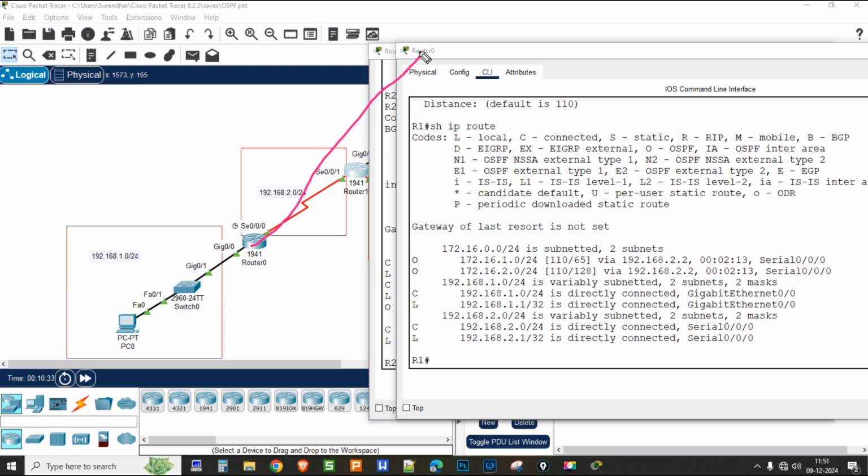So this is the router. It has only two networks directly connected. So the OSPF neighbor router is getting the route via the 2.1 and 2.2 interface. So 2.2 is this interface, 110, then 110/128. This is how the OSPF network topology is learned in the neighbor router. I will configure the other router also.